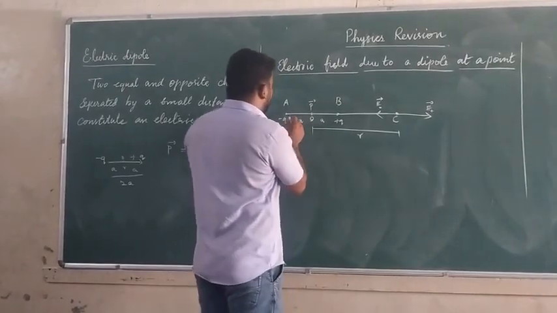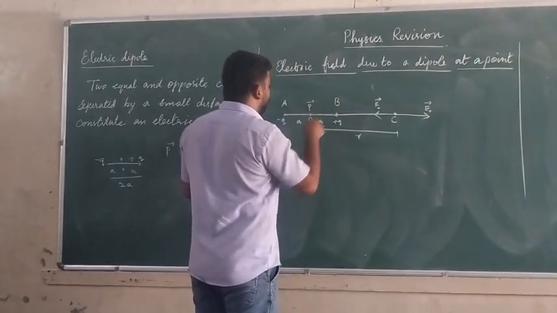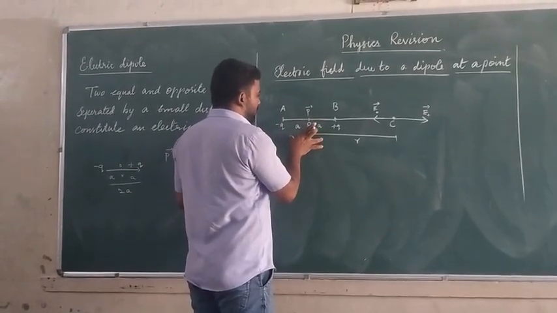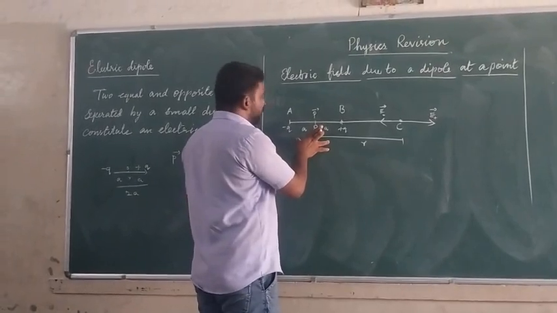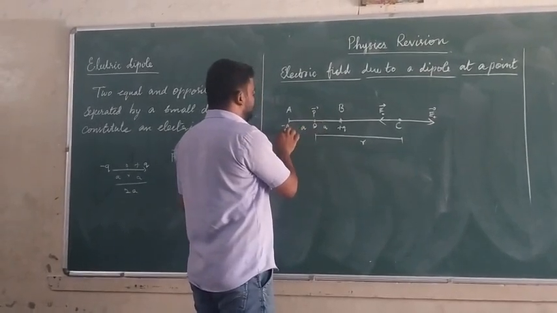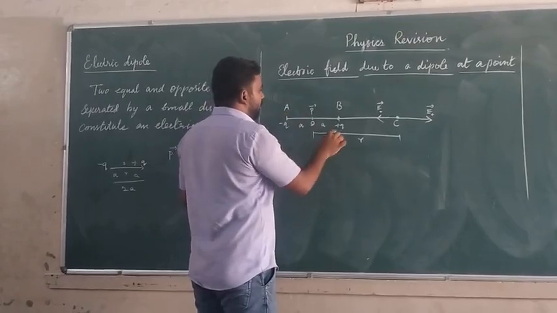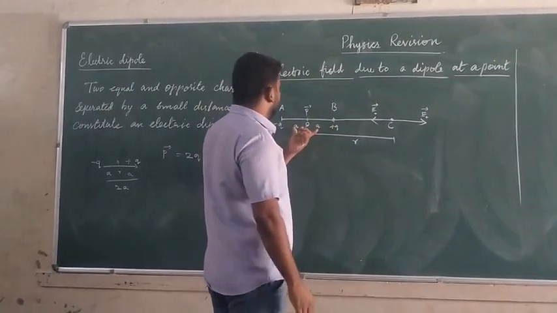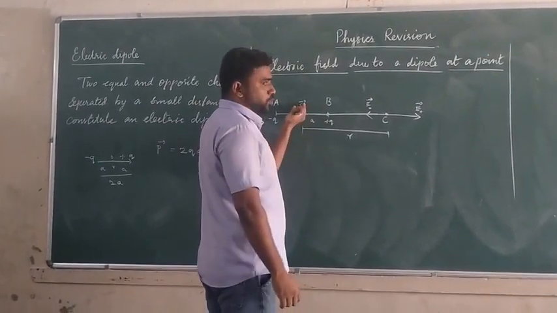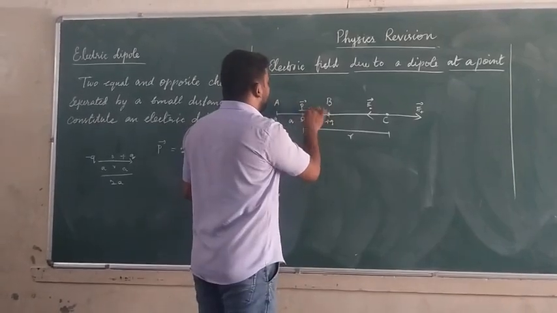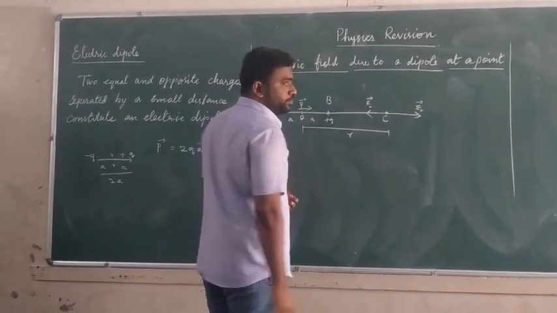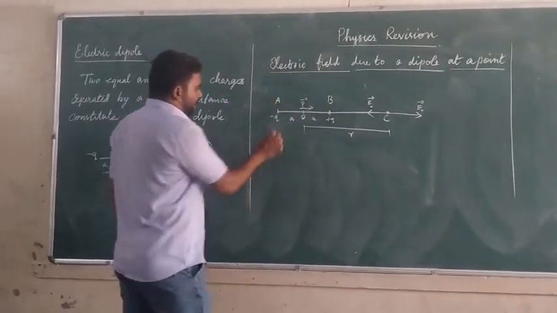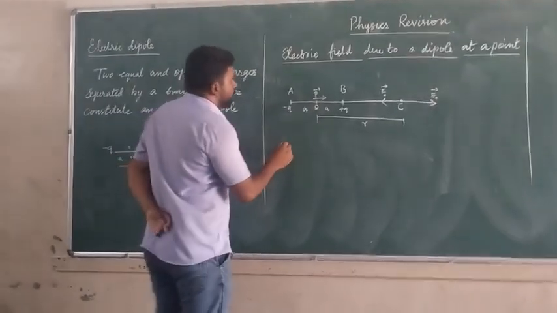Understand? So this is the dipole from here to here. So we get the two opposite charges, which are equal in magnitude. Minus charge is placed at point A, positive charge is placed at point B, and this will create a dipole. This is the dipole moment which acts along BC. So now let us calculate the electric field.